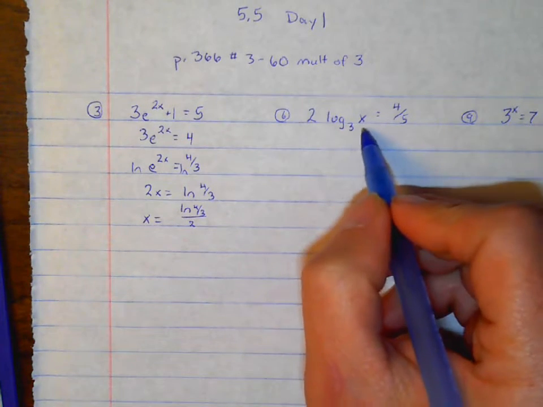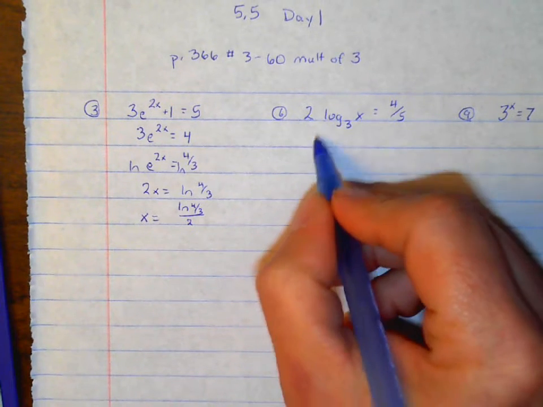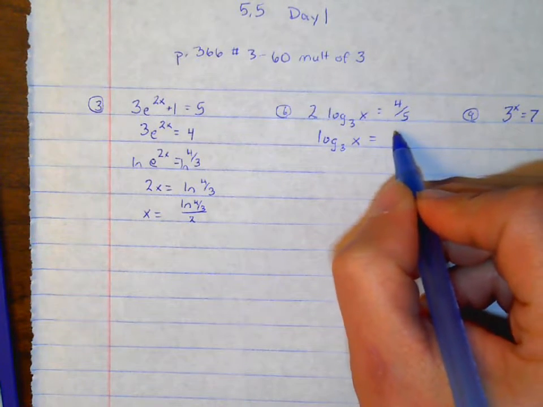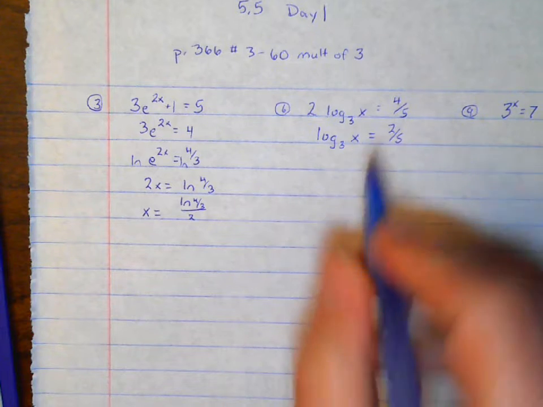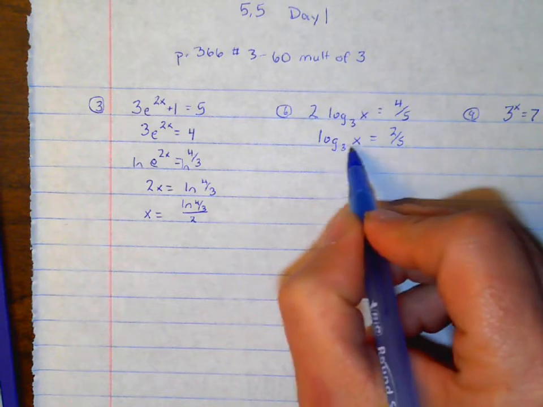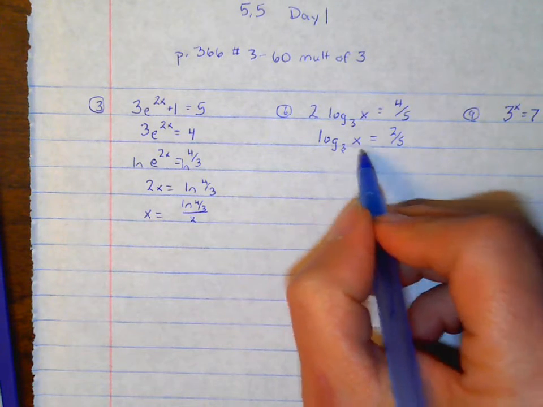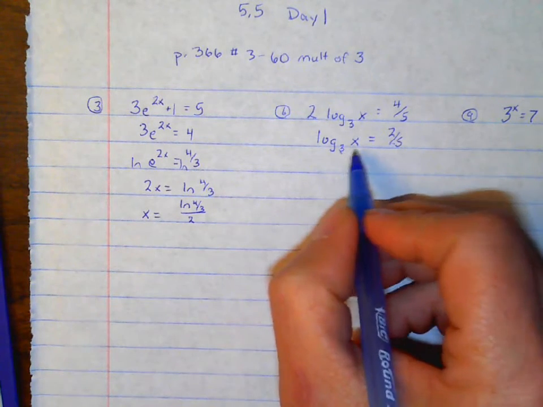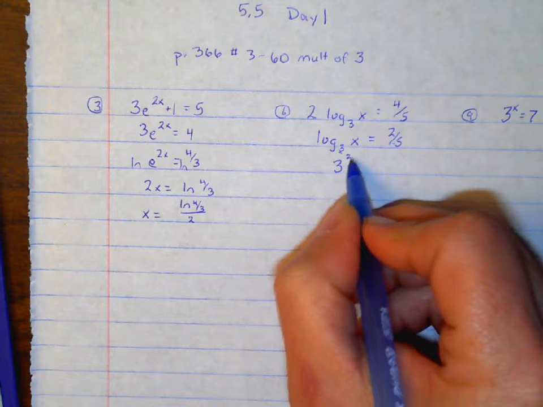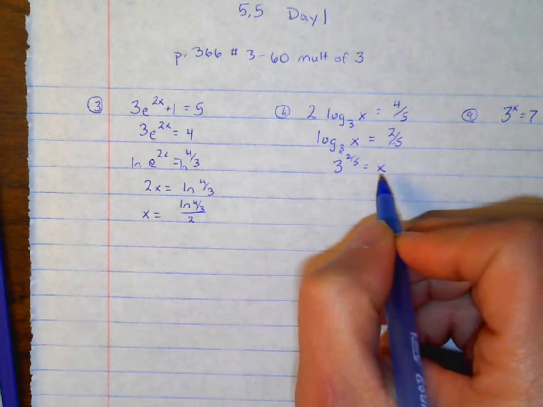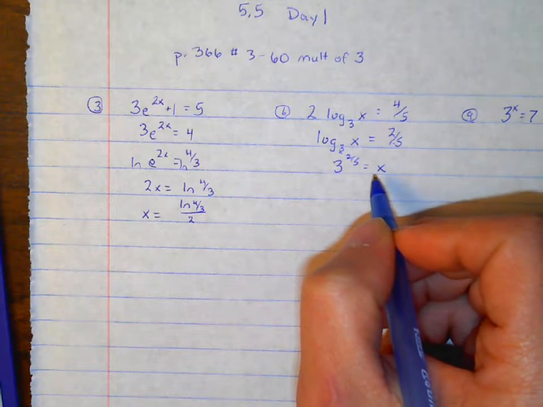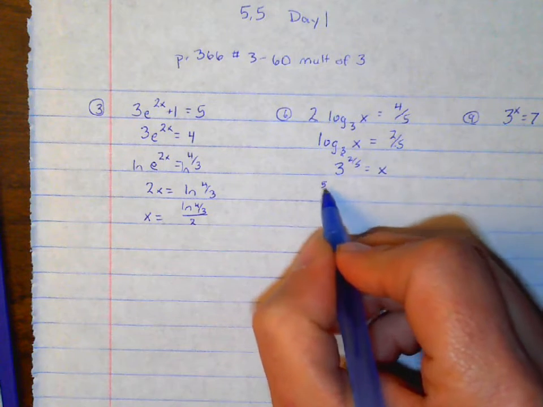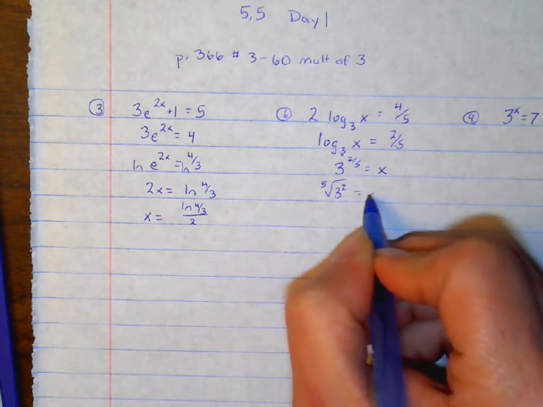This one here, to get x by itself, I'm going to divide by 2 first. So this divided by 2 will be 2/5. Now, when I have a log function here, I want to take it and write it as an exponent. So I know that 3 to the 2/5 will equal x. So x is equal to 3 to the 2/5. You could also write it as the 5th root of 3 squared. That'd be fine as well. Either one would be fine.